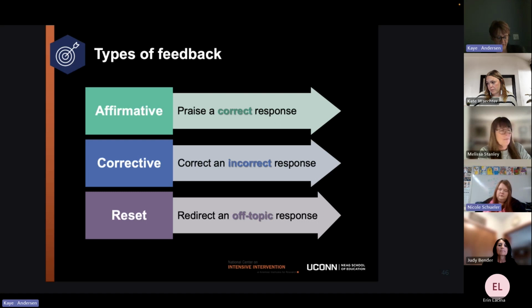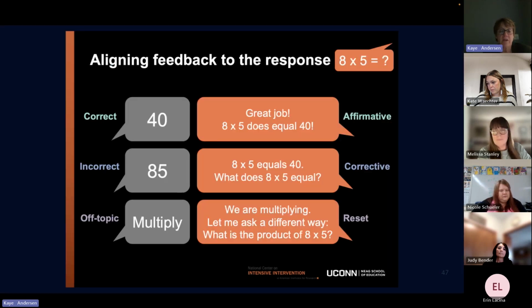If it's an off-topic response, we're going to try to reset the student back to what we asked in the first place. So let's take a look at what that means. If I'm aligning my feedback to a response, there are the 3 types of responses we had in the first place: correct, incorrect, off-topic. And the type of response we're going to give to those type of responses: affirmative, corrective, or reset.